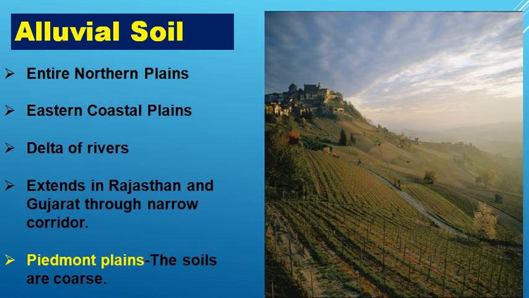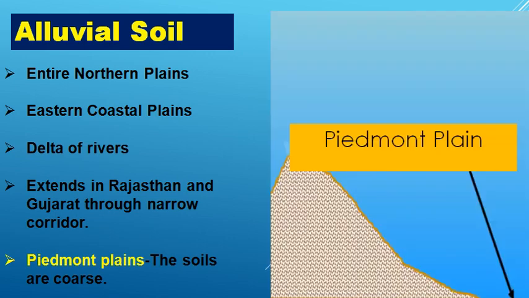Next, it is found in Piedmont plains. Now I said that this soil is formed by the depositional work of the rivers, and the rivers begin from the mountains. The points where these mountain slopes come to an end and the land begins, the beginning point, those areas are called Piedmont plains, and these are the regions where we will find the soil to be coarse. Coarse means moti, thick, that is rough soil.